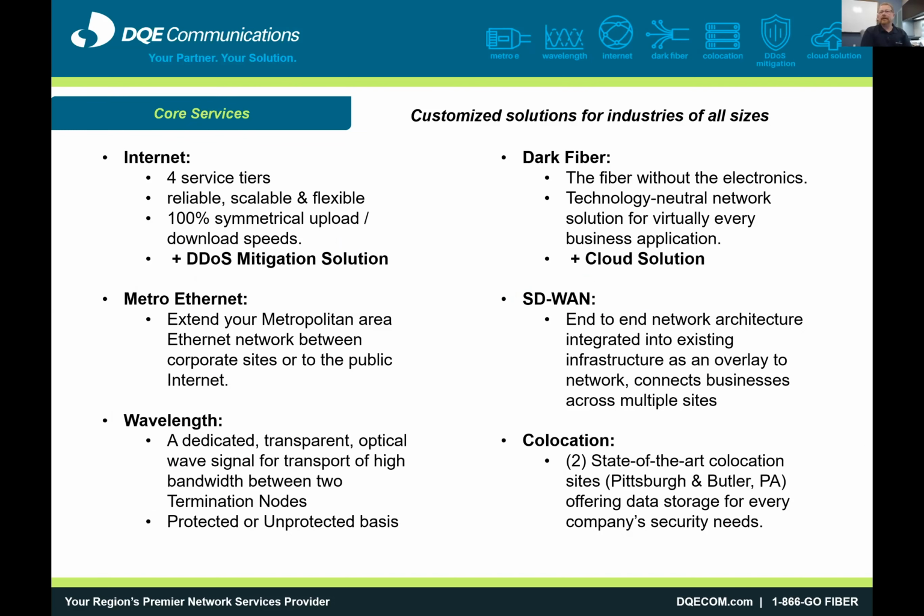So DQE is a leading provider of high-speed data networking for businesses of all sizes, as I mentioned, carriers and wireless providers. As far as our different offerings, internet, we have 4 service tiers: basic, dedicated, highly available, and a relatively new product, Internet Lite. All 4 of the internet tiers feature 100% symmetrical upload and download speeds.